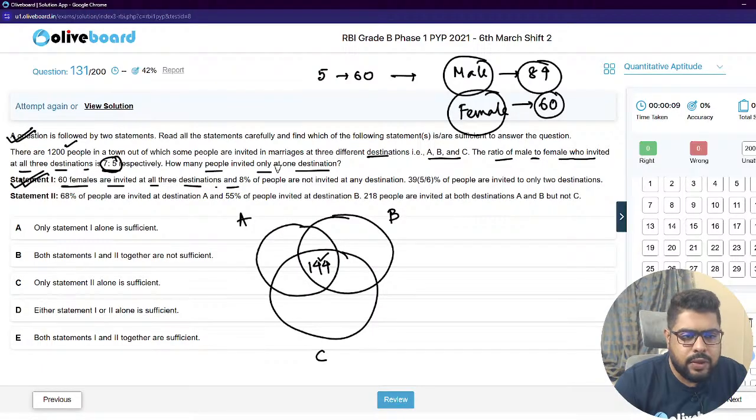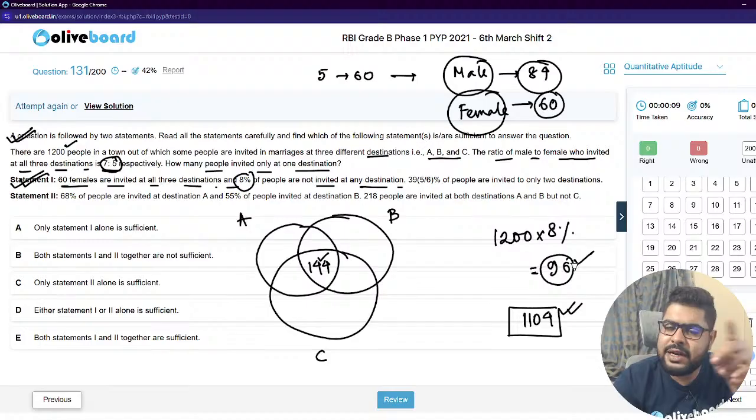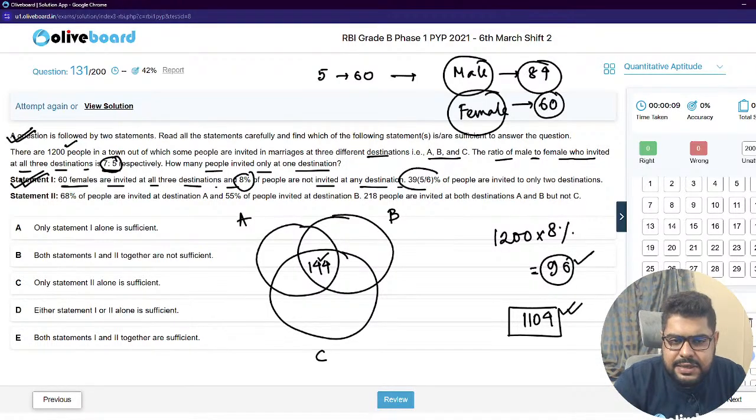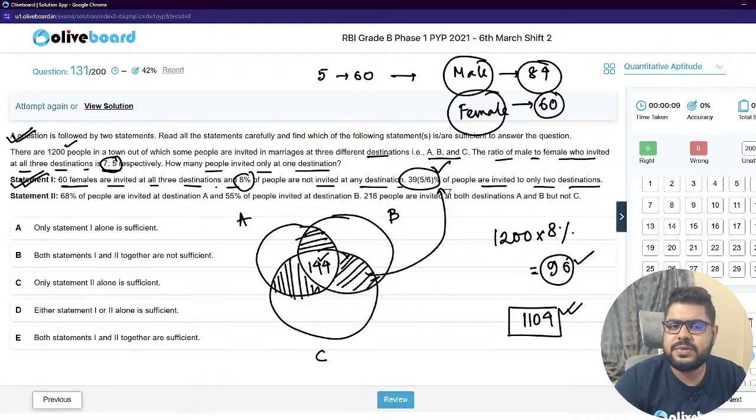Now, 8% of the people were not invited at any of the destinations. So 1200 ka sir, 8%, that is 96 people were not invited. So 1104 people were invited. 1200 minus this were invited to at least one of the destinations. Now, some percentage are invited to only 2 destinations. Acha sir, ये तो बहुत बढ़िया है. 2 destinations means this part and this part, sir. Sum of these 3 is this much, given.